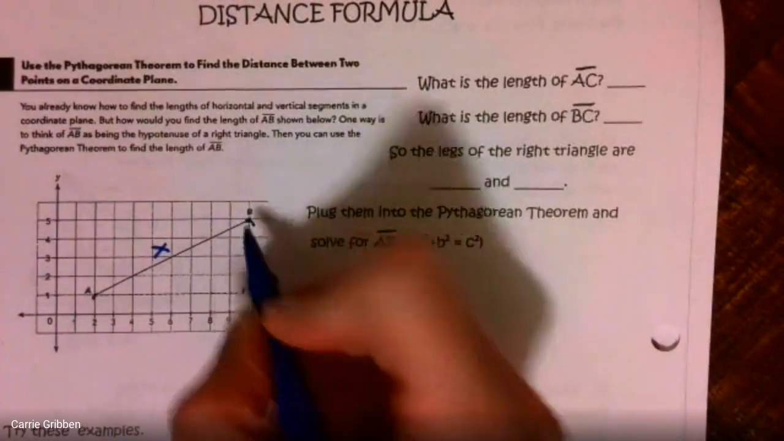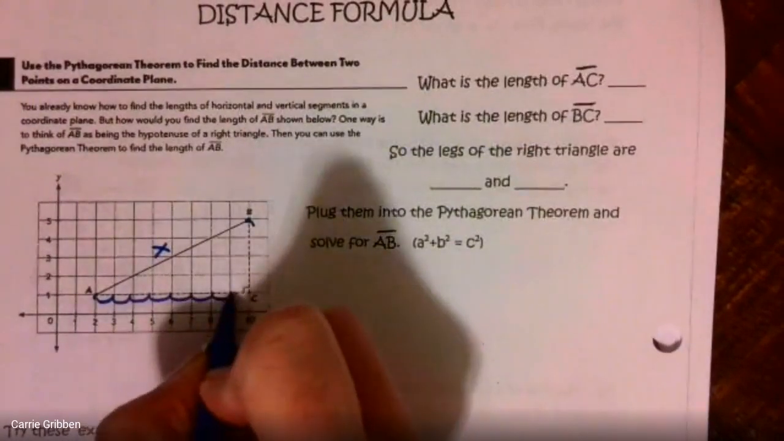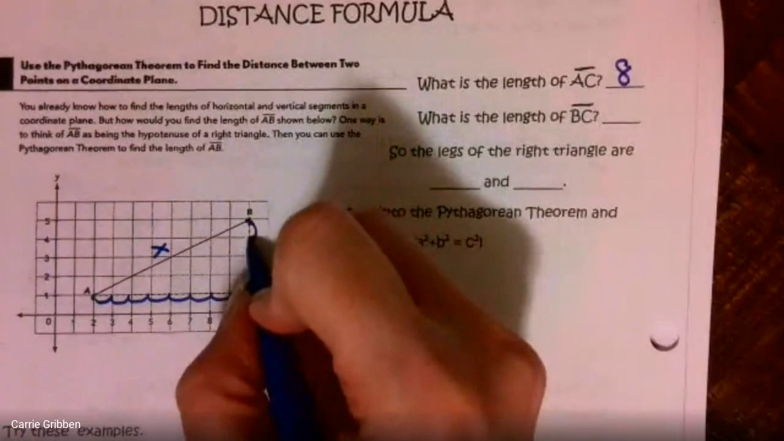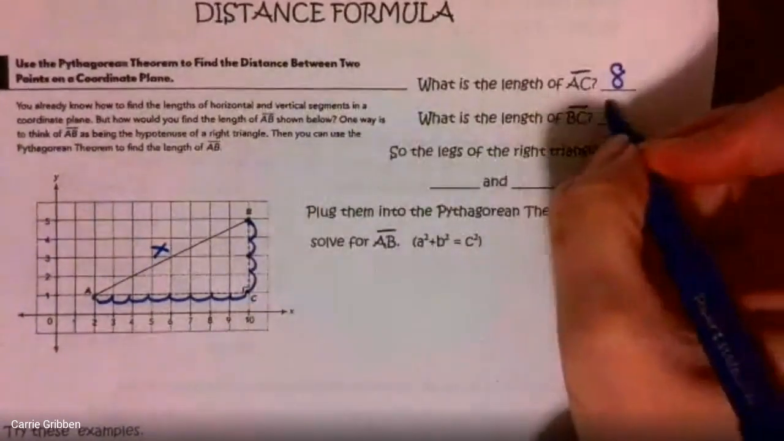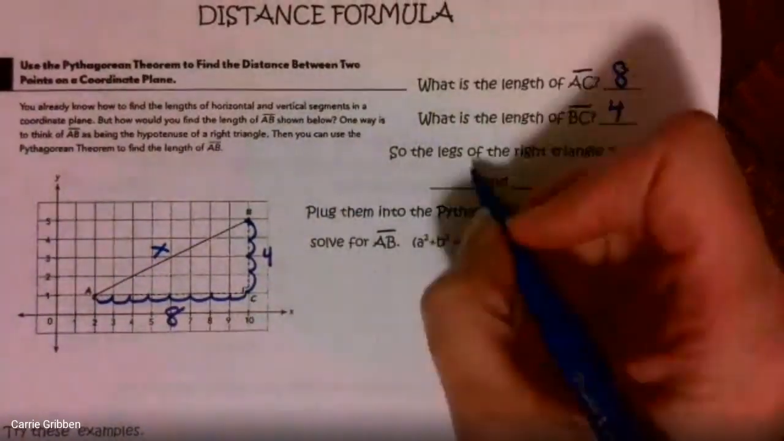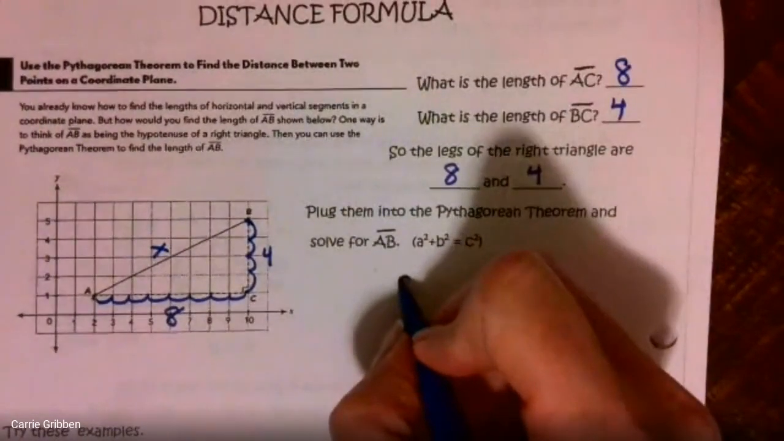So if you think about it, if we go across and we say, all right, 1, 2, 3, 4, 5, 6, 7, 8, then AC is 8. And if we go this way, 1, 2, 3, 4 is 4. So we got 8 and 4. Those turn out to be legs of your right triangle. Okay. So basically, you're going to plug those and do the Pythagorean theorem.